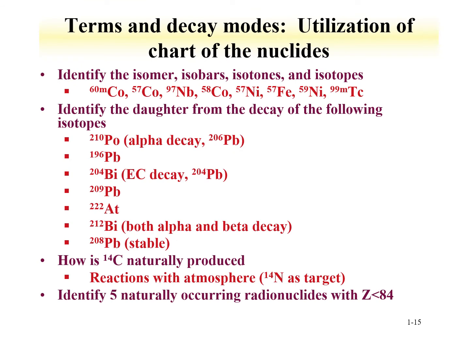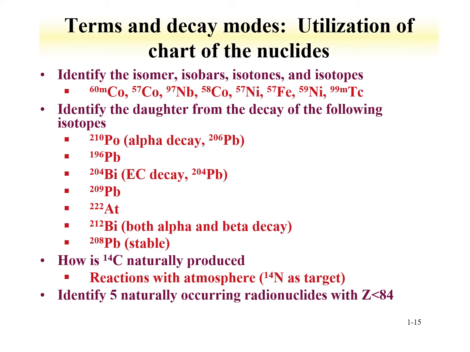An example of some questions and terms you should be able to identify from what we've covered related to the chart of the nuclides. You should be able to identify isomers, isobars, isotones, and isotopes. So for instance, cobalt-60M is an isomer, isomeric state. Isotopes, well, cobalt-60M, cobalt-57, cobalt-58. Those are examples of isotopes. Isobars, anything with 57, so cobalt-57, nickel-57, iron-57.